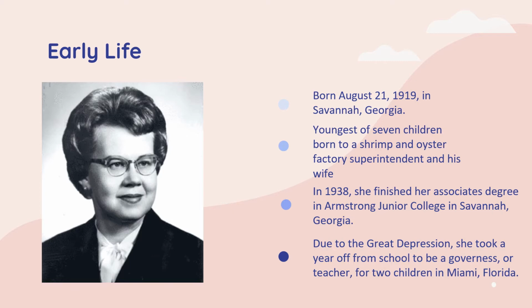She was born a decade before the Great Depression, which was an event that had a great impact on her life. In 1938, she completed an associate degree from Armstrong Junior College, but after that, because of finances due to the Great Depression, she took a year off from academic studies and became a governess for 2 children in Miami, Florida. It was during this time that she had decided on a career that would encompass nursing, children, and education.